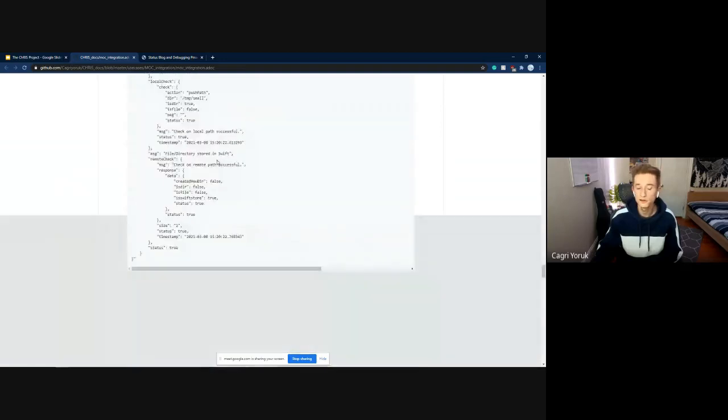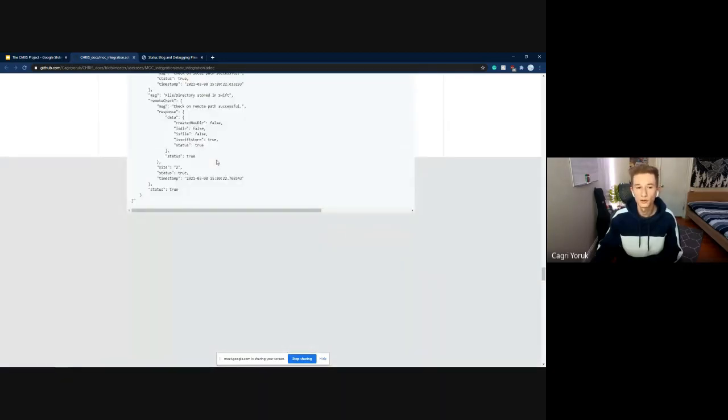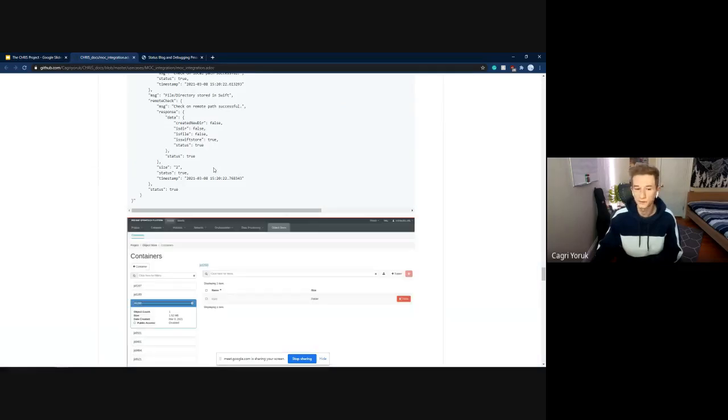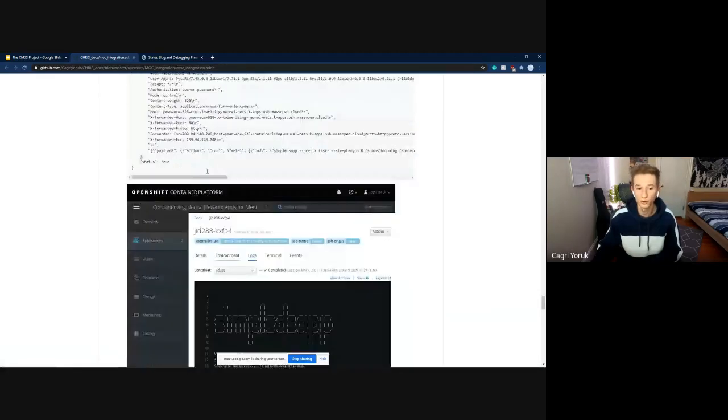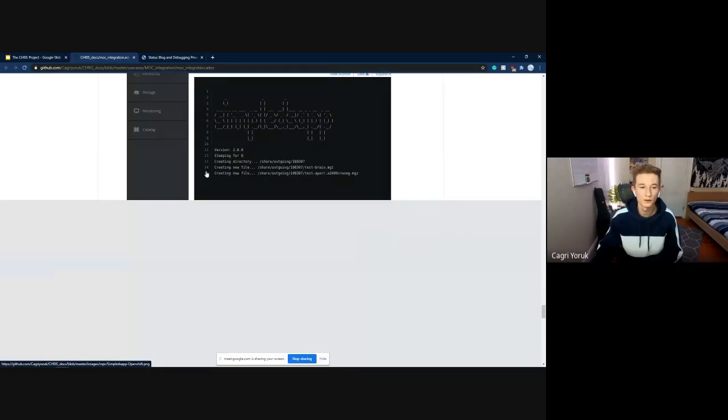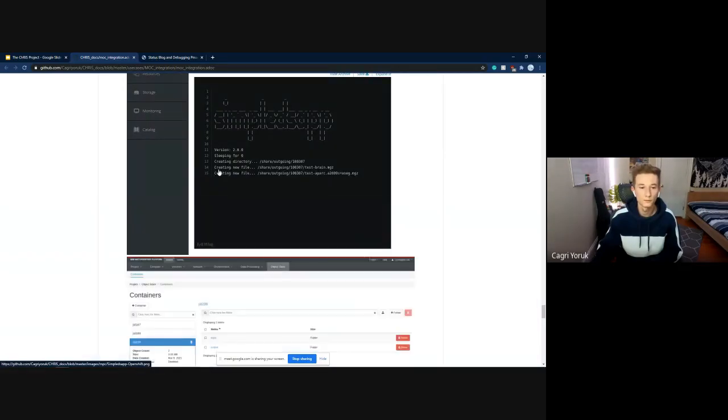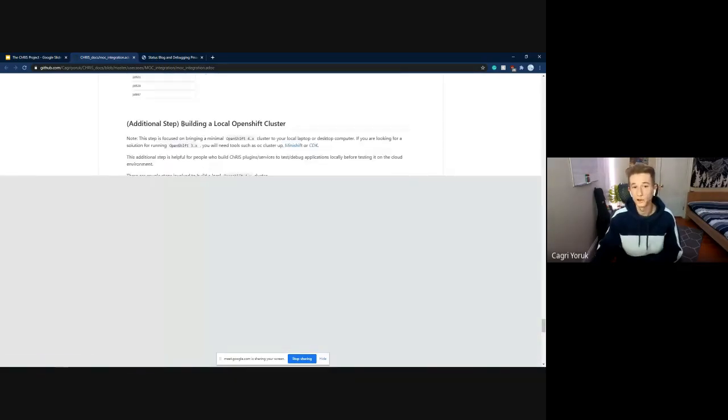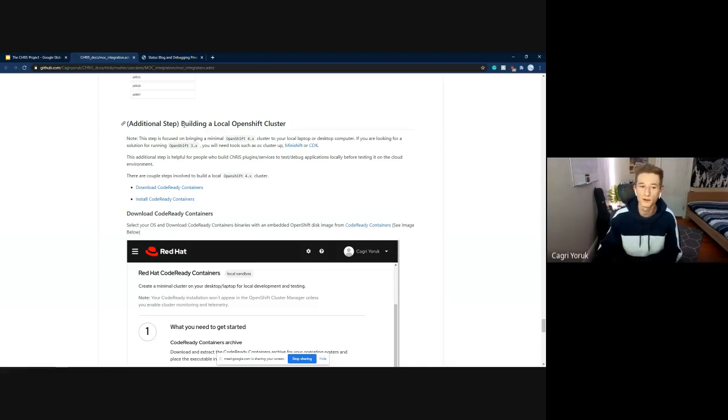And as an additional step, I also show how to build a local OpenShift cluster for ChRIS and how to deploy our services again. So I think building this local OpenShift cluster was really great, expediting the process of debugging or testing some services.